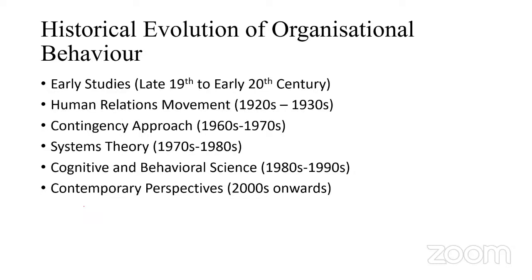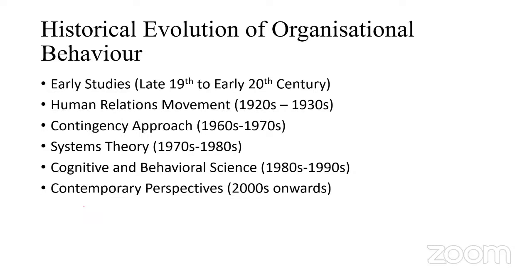Coming to the contingency approach, the 1960s to the 1970s. Now, this approach recognized that there is no one-size-fits-all solution to organizational issues. Organizational issues are complex. One approach cannot solve all these various issues. So it emphasizes that organizational behavior should be contingent upon, or dependent upon, various factors such as environment, technology, organizational structure, and all those things.